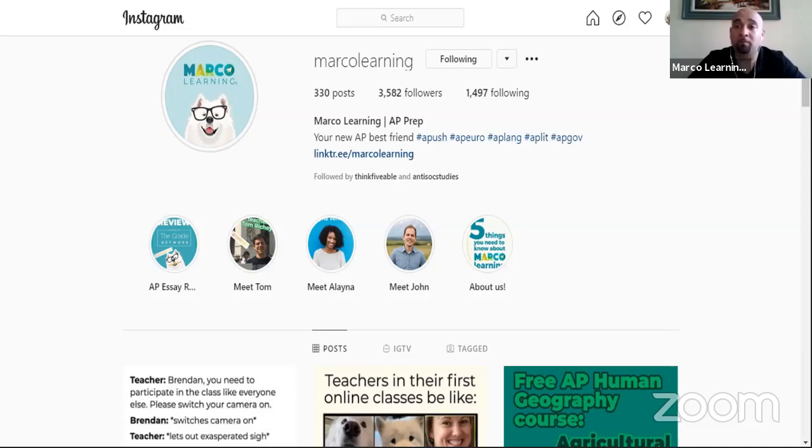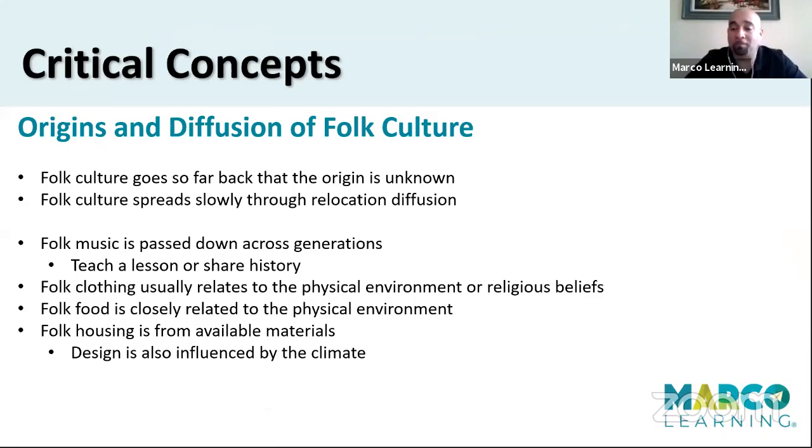All right, so let's start off by talking about the origins and diffusion of folk culture. First thing we have to understand is that folk culture is going to tend to be by nature smaller scale. Folk culture is going to happen in more rural areas amongst populations where everybody tends to be the same, right? And that's in a nutshell folk culture. So we're going to talk about the origins of it.